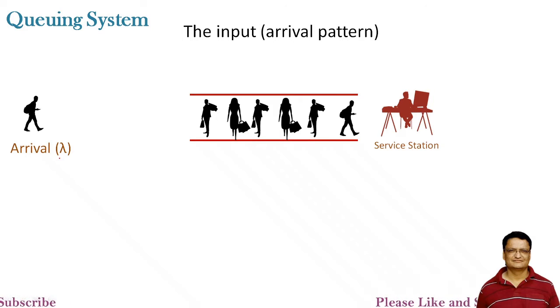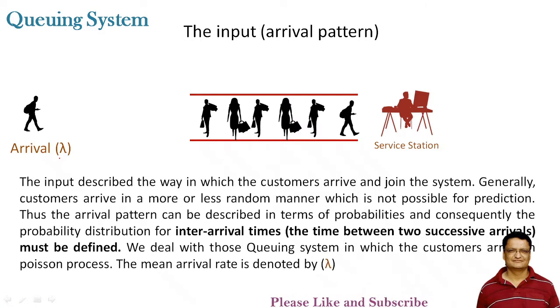or some probabilistic arrival. But if you are considering a machine where parts are coming for processing at a certain fixed interval, then you can predict the behavior of the customer. But in most cases, they come randomly. The input describes the way in which the customers arrive and join the system. Generally, customers arrive in a more or less random manner, which makes prediction not possible.